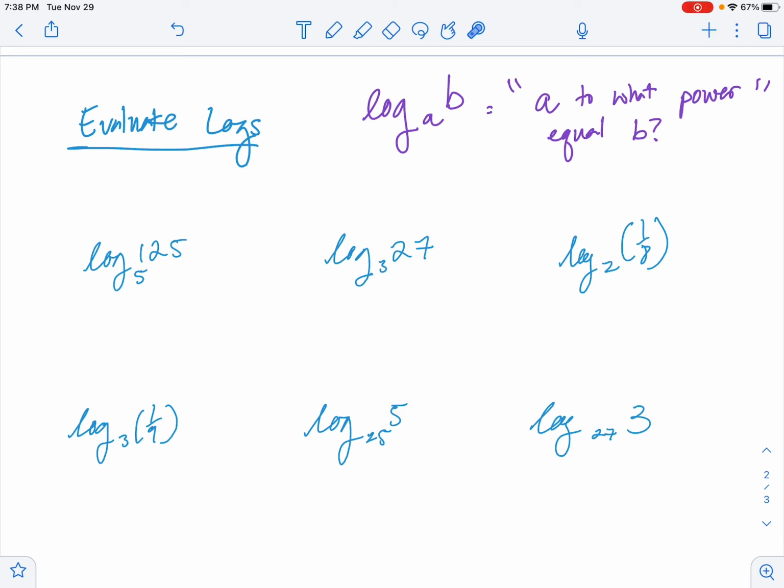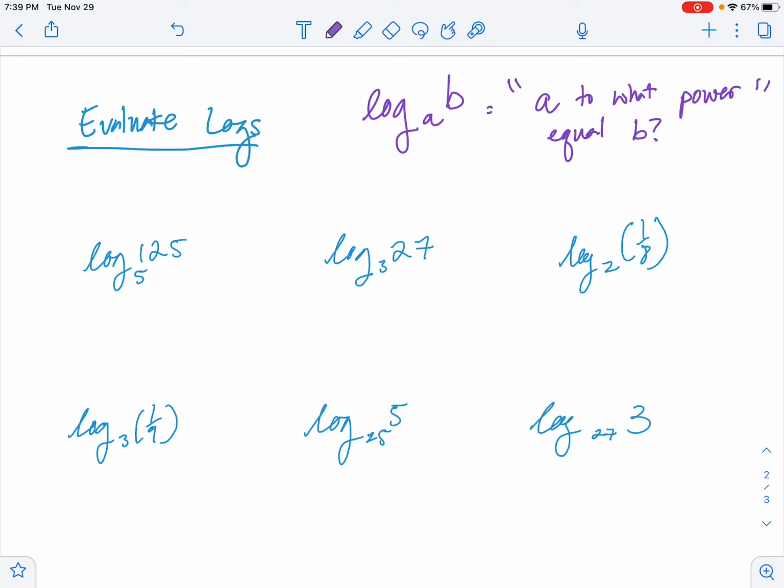Now, some of these problems are a little bit more challenging to answer this way, so there is a process or procedure that I follow to help us get the answer, but this is essentially what we're asking ourselves every time we're trying to do logs.